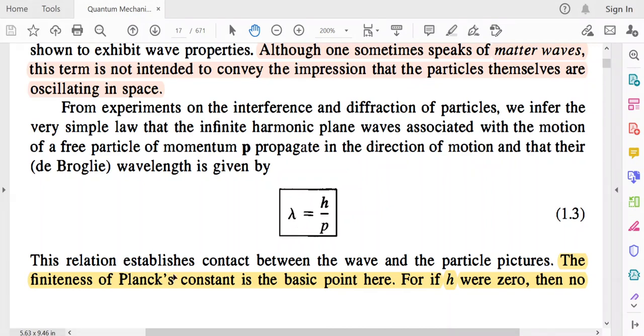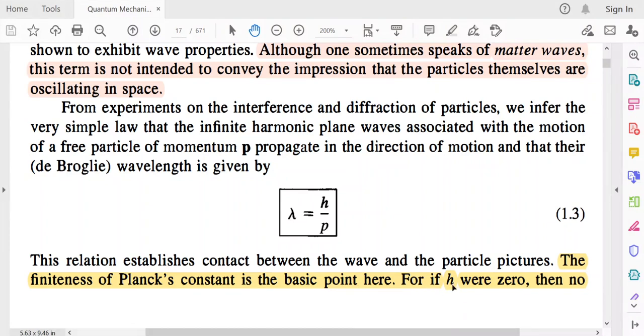This relation establishes contact between the wave and the particle pictures. Lambda is for the wave properties and p is for the particle properties, and h is the constant that relates the wave nature and particle nature. So this relation, lambda equals h by p. The finiteness of Planck's constant is the basic point here.